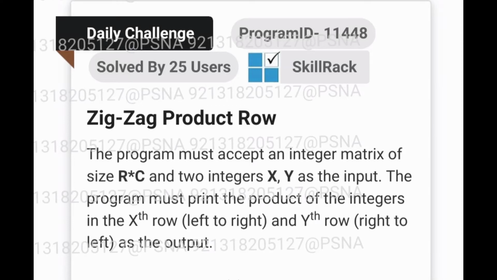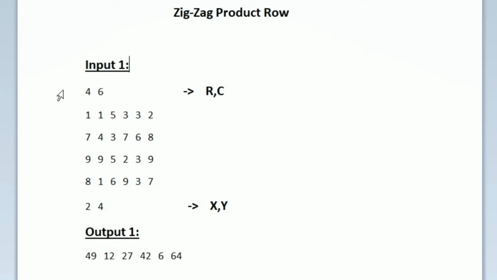This is the question asked in today's SkillRack daily challenge. So in the first line of our input, we are given the values of R and C, and after that we are given an R cross C integer matrix as input, and then we are given two integers. The first integer is x and the second integer is y. Here x is equal to 2 and y is equal to 4.